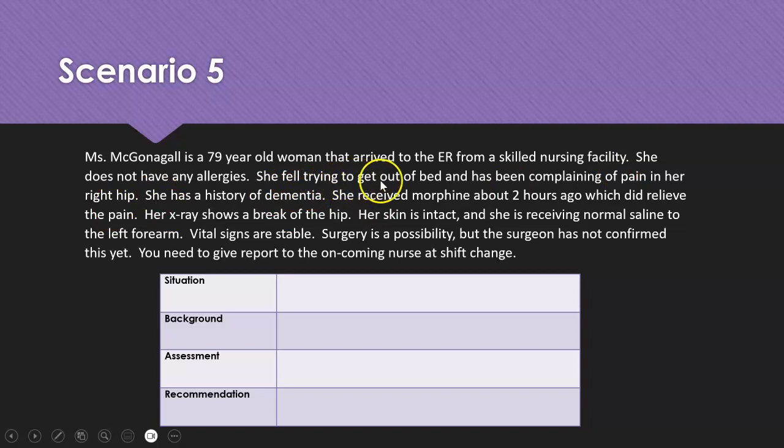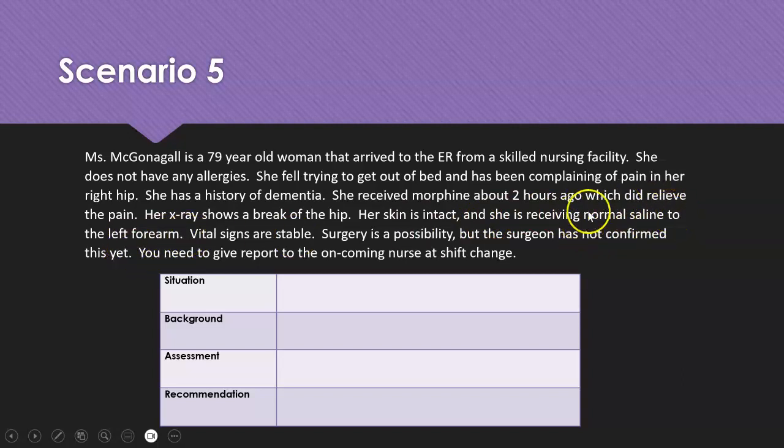She fell trying to get out of her bed and has been complaining of pain in her right hip. She has a history of dementia. She received morphine about 2 hours ago, which did relieve the pain. Her x-ray shows a break of the hip. This happens to a lot of elderly people. Okay, you guys, her skin is intact and she is receiving normal saline in the left forearm.